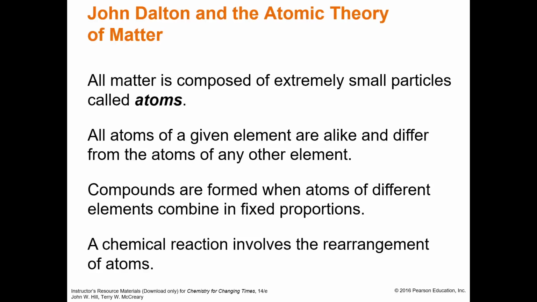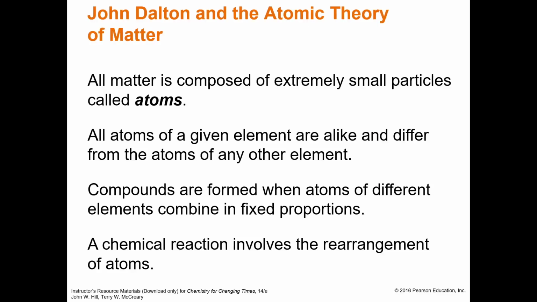And that's the smallest it can go. If you cut that any further, you will no longer have oxygen. Carbon, same thing. Eventually, if you subdivide the carbon enough times, you're going to get down to a carbon atom. If you go any further than that, you will no longer have carbon. So all atoms of a given element are alike and differ from the atoms of any other element.